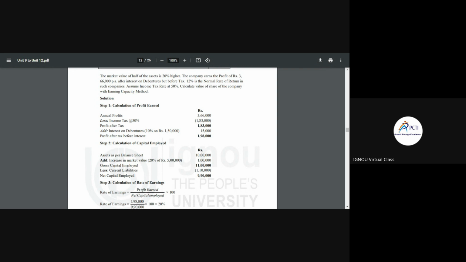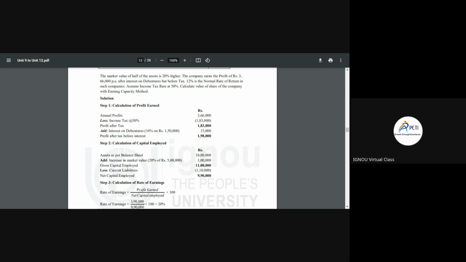Step 2 is calculation of capital employed. So first of all, we have assets as per balance sheet, 10 lakh. Then we add increase in market value, 20% of rupees 5 lakh, 1 lakh. After that, we have the gross capital employed of rupees 11 lakh. Then we deduct the current liability of rupees 1 lakh 10,000. Then net capital employed is 9 lakh 90,000.